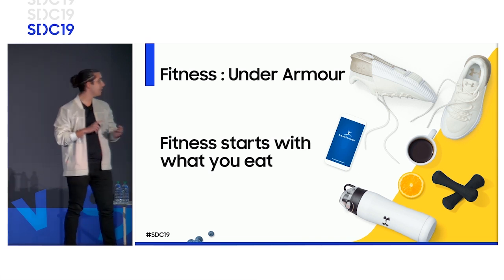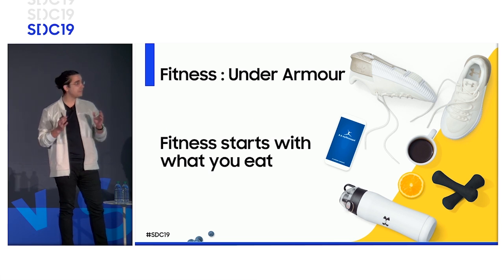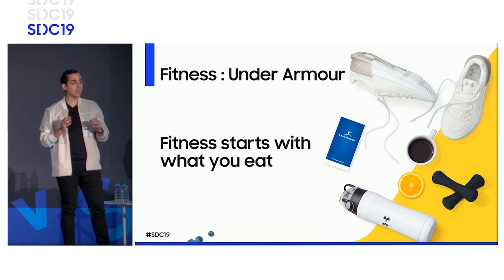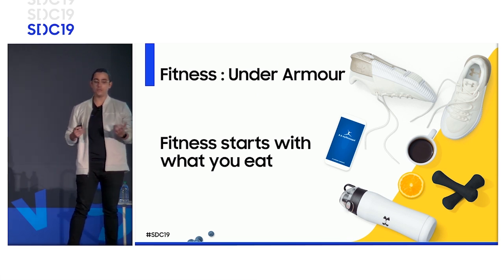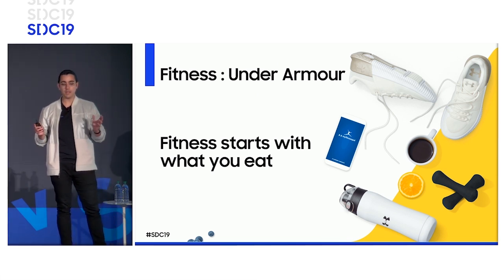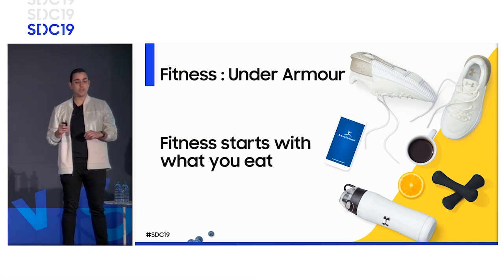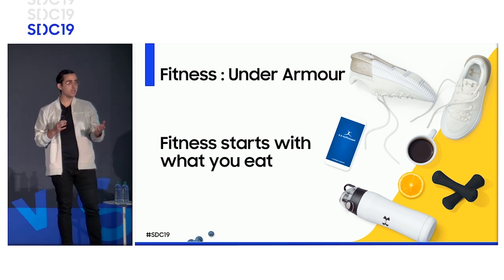So some of the apps that we have are MyFitnessPal and MapMyRun, and at MyFitnessPal, we like to say that fitness starts with what you eat. And we have more than 11 million foods in our food database, which is an incredible amount of food and an incredible amount of data and a lot of nutritional information. So we can share that nutritional information with Samsung Health and create a rich fitness ecosystem between our two platforms.